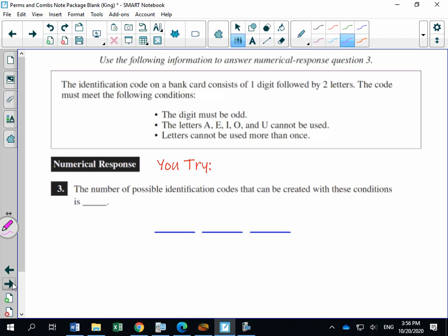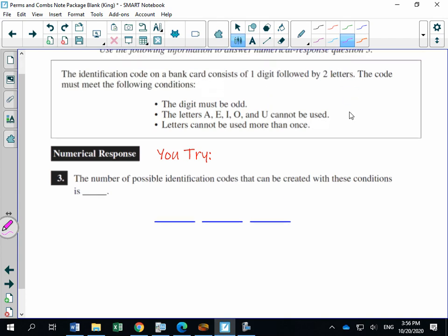Okay, let's look at this question. This was a numerical response diploma exam question. The identification code on a bank card consists of 1 digit followed by 2 letters. So you've got to say 1 digit followed by 2 letters is 3 total stages.